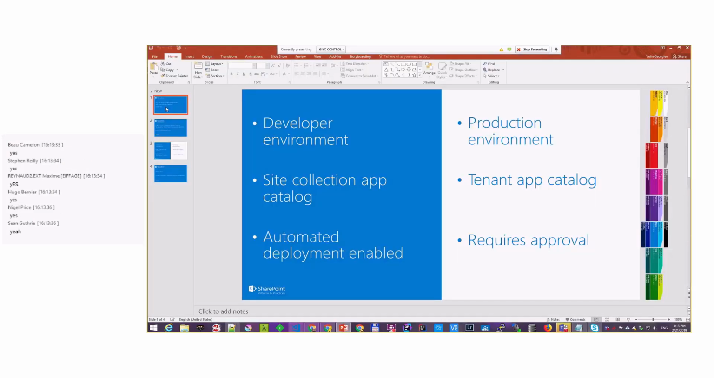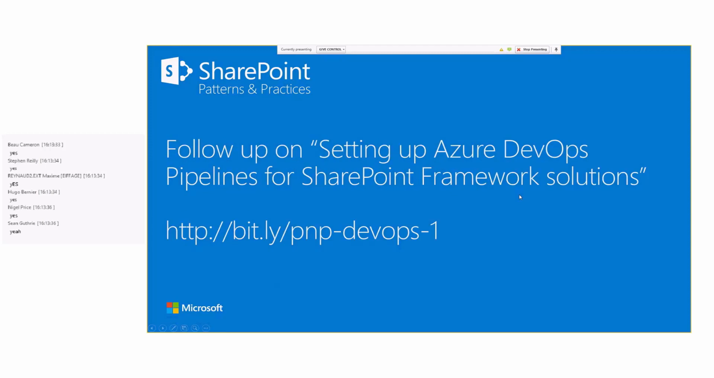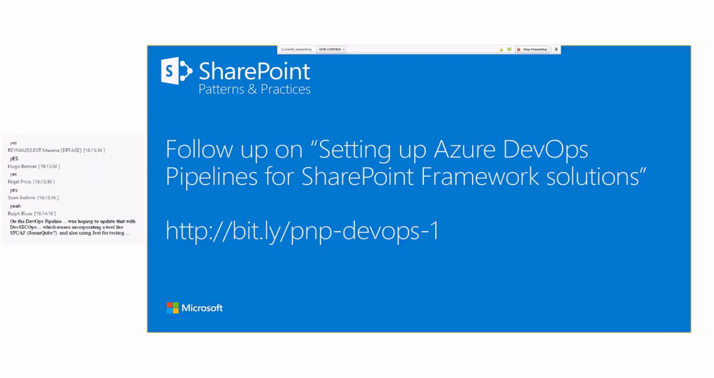So the presentation is about how to set up multiple environments within your DevOps pipeline in an automated fashion. My name is Velin Georgiev, and I've been a SharePoint developer for a very long time. I did a demo back in December on the basics of how we could link GitHub with Azure pipelines, and this will be just a follow-up. So if you want to see the basics, you can go to that URL and watch the previous video, because I will skip a few things that I did there.